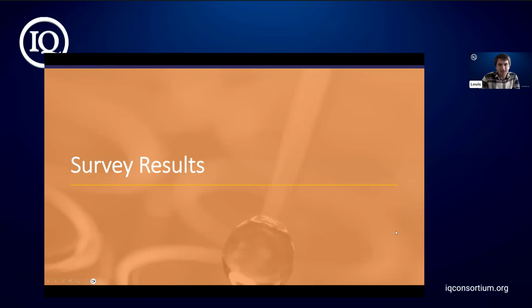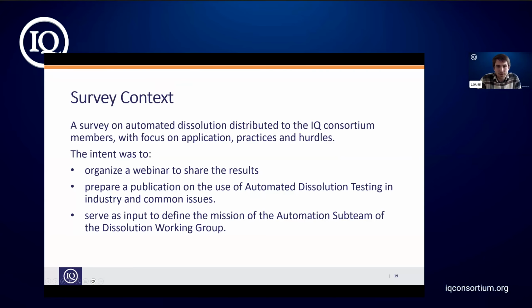Yeah, thank you, Johanna, for that introduction. Indeed, so please, you can move to the next slide. To start, maybe some context on the survey we did. So we sent out a survey on automated dissolution some time ago that was distributed to the members of the IQ Consortium. And we really wanted to focus on application of automated dissolution testing, general practices, and common hurdles. And then with that data, our goal was to organize a webinar. So that's what we're doing today.